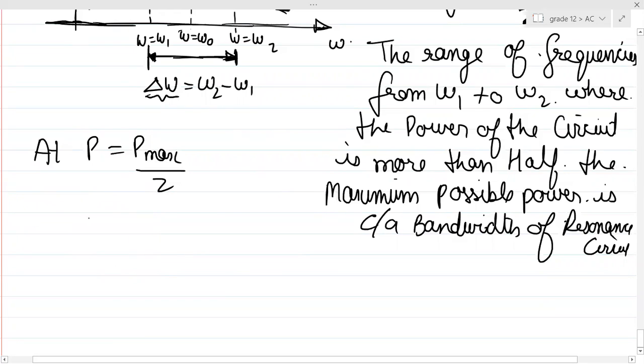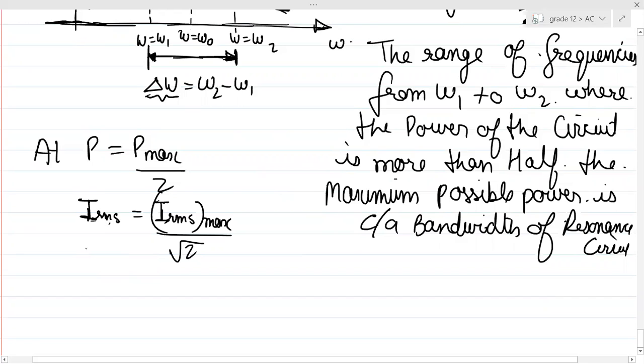So at P equals to P max by 2, IRMS is equals to IRMS maximum by root 2, sorry. Yes or no? Is it clear to everyone? Is it clear, guys?